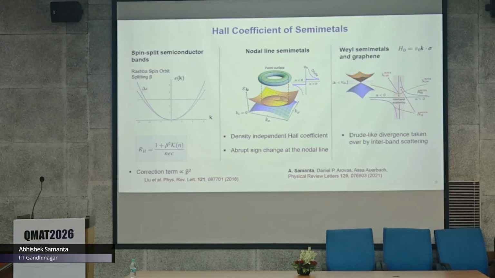Next we compute the Hall coefficient for Weyl semi-metal and graphene. Here we see that the Hall coefficient does diverge like 1/n if we incorporate only the intraband contribution, where there is no mixing between the two bands. But if you take into account the interband contribution also, where there is mixing between the two bands, then this divergence actually gets cut off. So all these predictions can be verified experimentally.